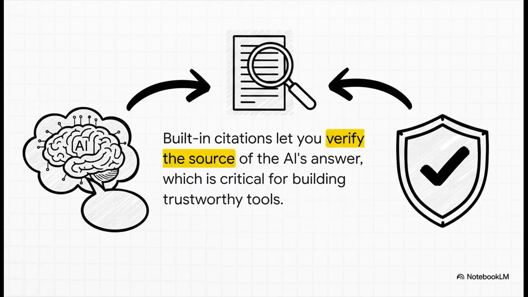And let's pause on that citations point, because that is a really big deal. If you're building a serious app, you have to be able to trust what the AI is telling you. With built-in citations, you can always go back and check the source of the information. That is absolutely critical for building tools people can actually rely on.